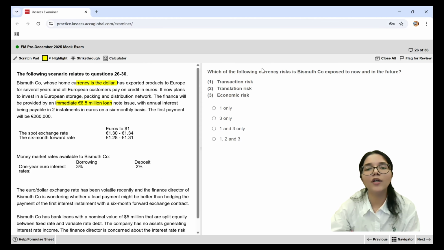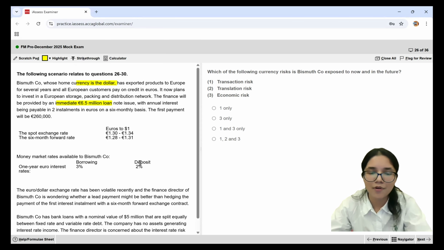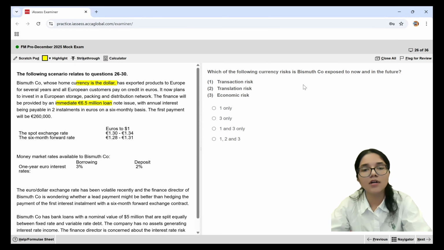So this is a brief about the case study. Now looking at what are the risks that Bismuth Company is facing. Now we have studied conceptually that economic risk is one such risk which will be faced even by those businesses who do not trade internationally. Bismuth deals internationally also, so economic risk is definitely going to be a tick mark. Let's have a look at translation risk. Translation risk arises when I have assets or liabilities in a foreign currency, which is the case over here. I have liabilities in a foreign currency, that is euros for me. So translation risk is also a check.